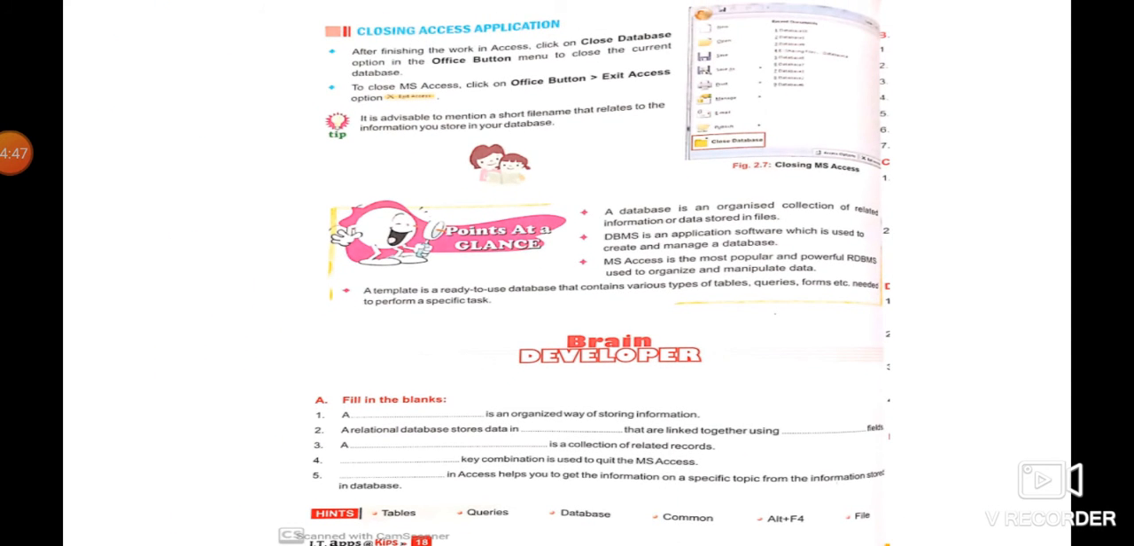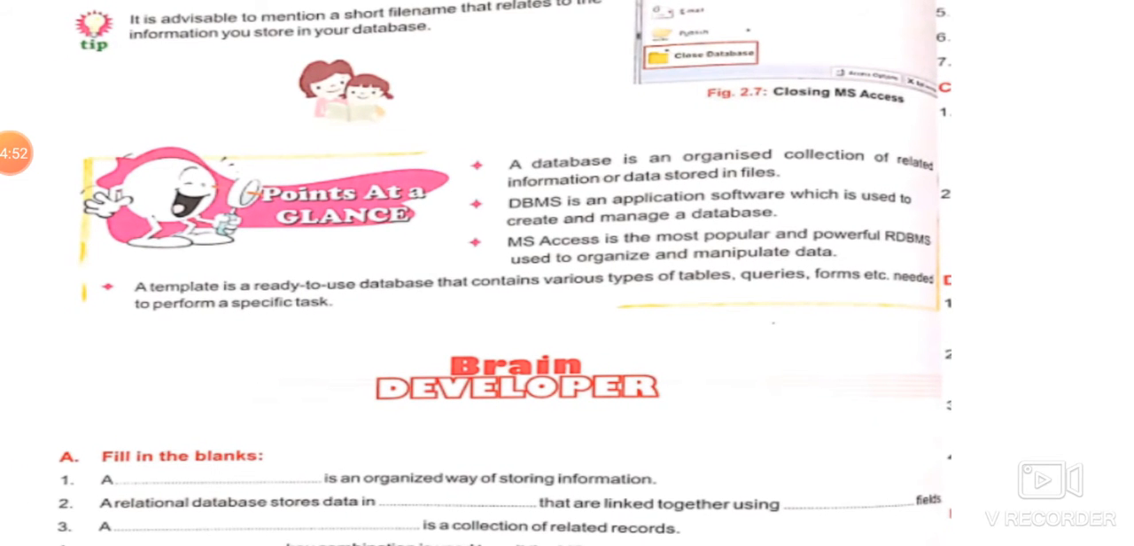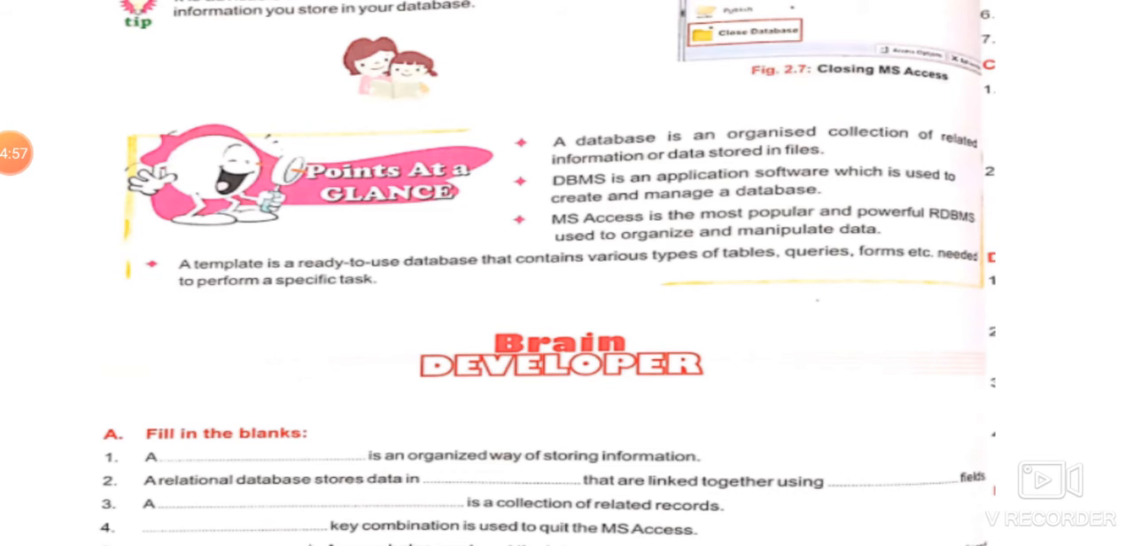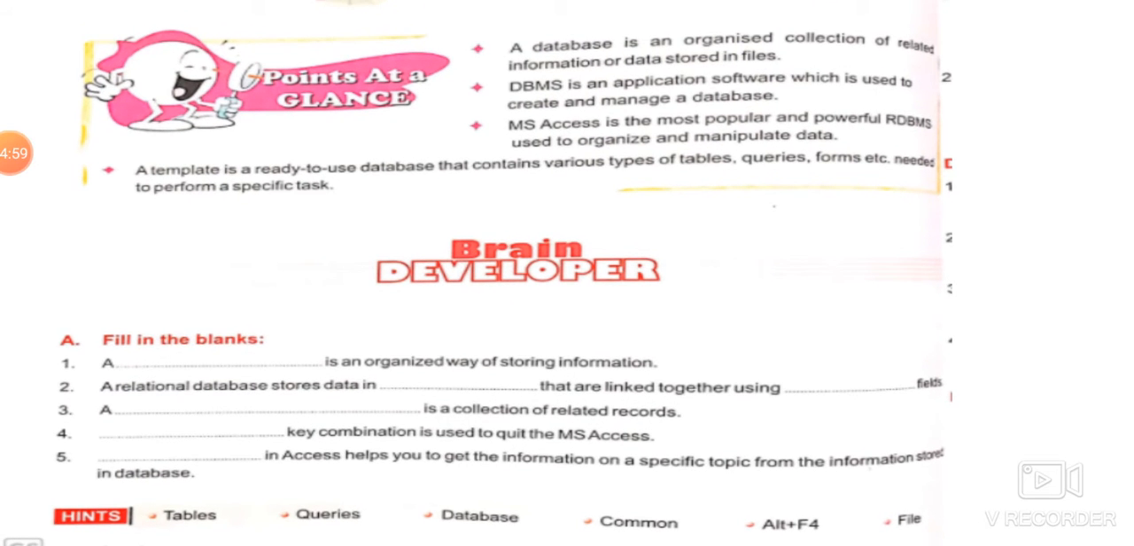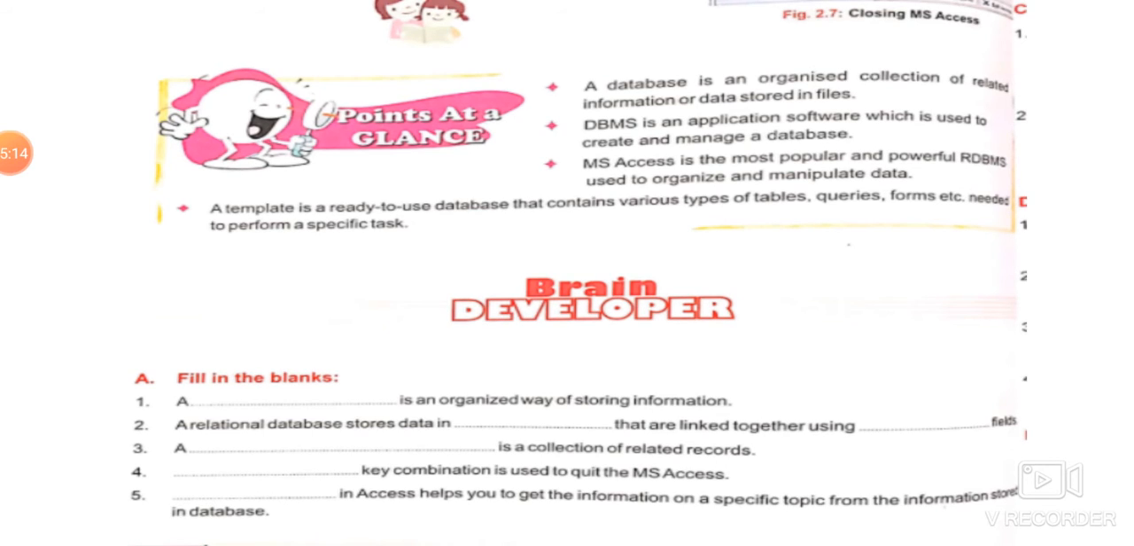The next point is MS Access is the most popular and powerful RDBMS used to organize and manipulate data. Do you understand the meaning of manipulate? The meaning of manipulate is to make changes in your data. After storing your data once, you can make changes in your data at the time you require. The last point is a template is a ready to use database that contains various types of tables, queries, forms, etc. needed to perform a specific task.